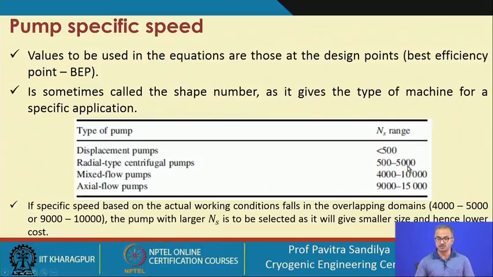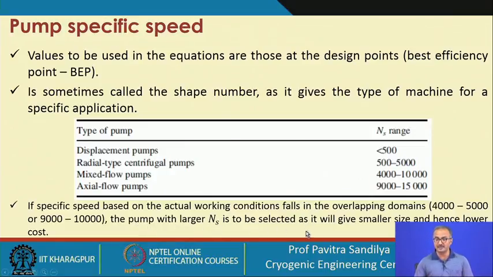Now we find that if the specific speed based on the actual working condition falls in the domain of say 4,000 to 5,000 or say 9,000, 10,000, that means there is an overlap, that it is overlapping in this region or in this region. Then in that case what to do? Whether we should go for this one or this one or this one. To choose that, the pump with the larger specific speed is to be selected.